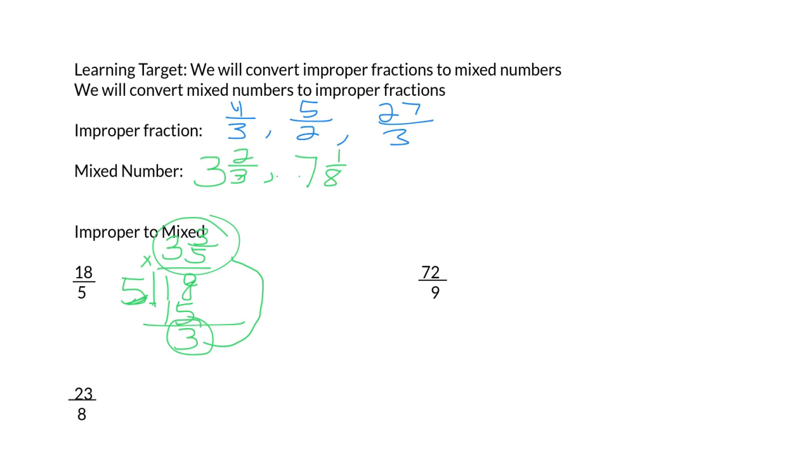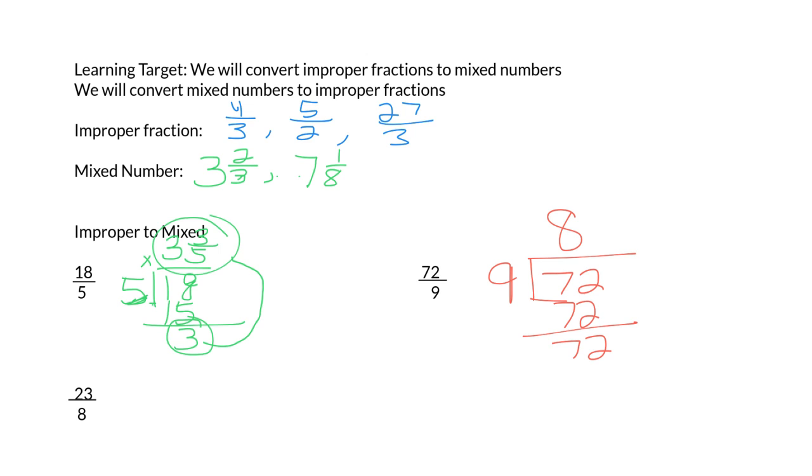Okay, next one over here, we're going to do 72/9. So this is an improper fraction. I know we're going to have a mixed number because 72 is more than 9. We're going to divide our numerator by our denominator. 72 divided by 9. Oh, this one's great. Is 8. We don't have any leftovers here.